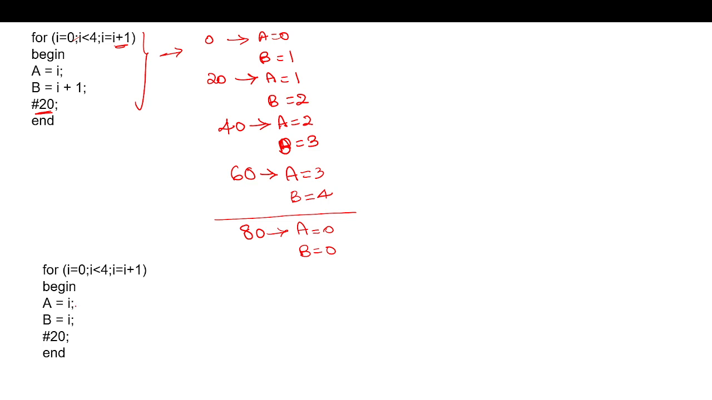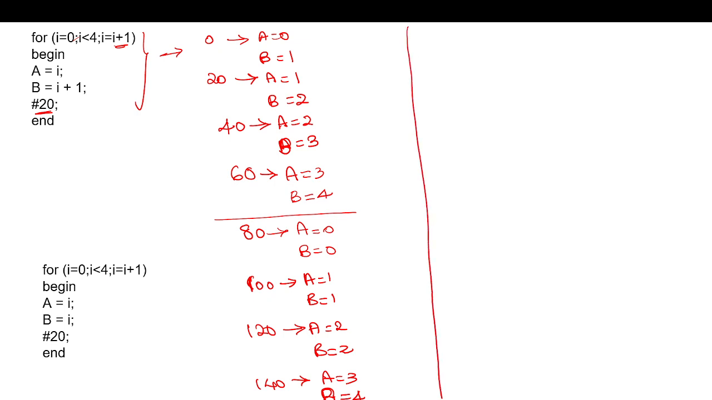So again, then 80, 90, 100 after 20 delay. Again, both are equal to I. So A equal to 1, B is equal to 1. Again, after 20 delay, A is equal to 2, B is equal to 2. Again, after 20, A equal to 3, B equal to 3. Now, I will be 4. It will come out of this loop. At 60, it will enter into the third for loop.